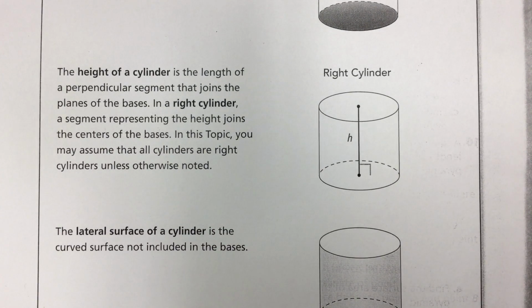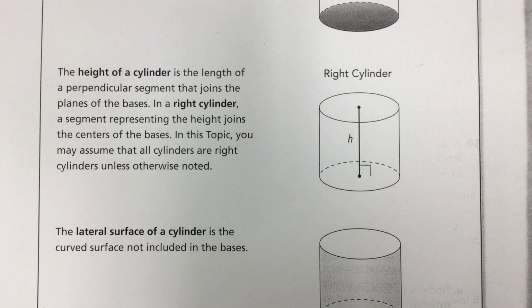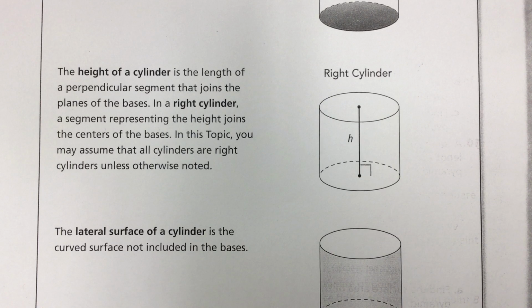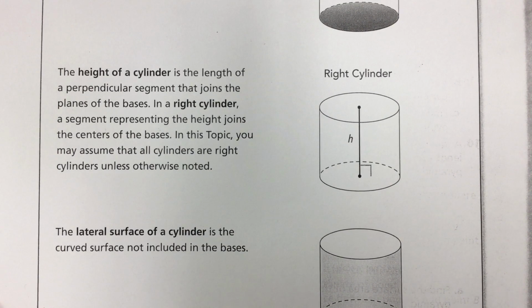The lateral surface of a cylinder is the curved surface not included in the bases. So it's your side, the side going around. It does not include the bases. That is your lateral surface of a cylinder.